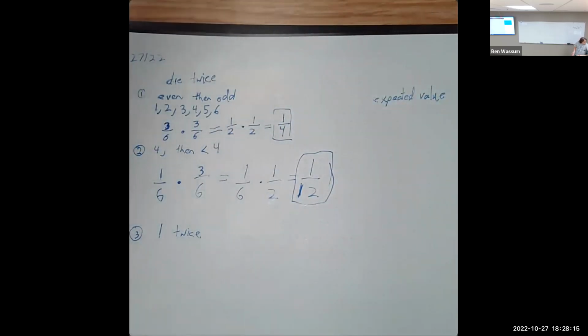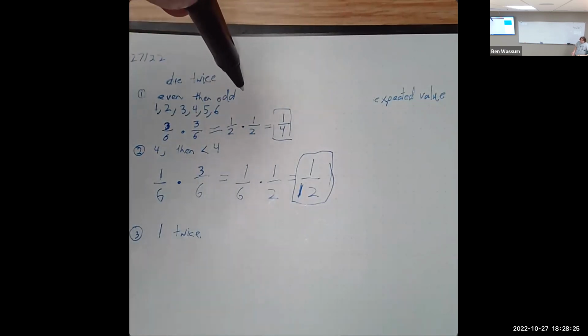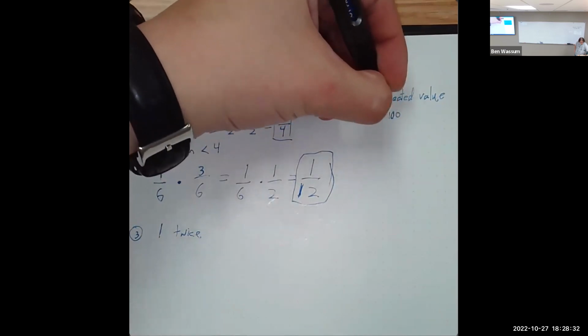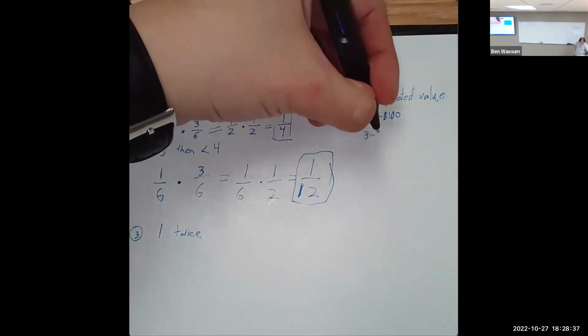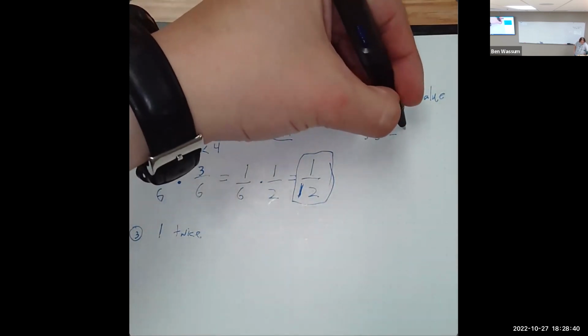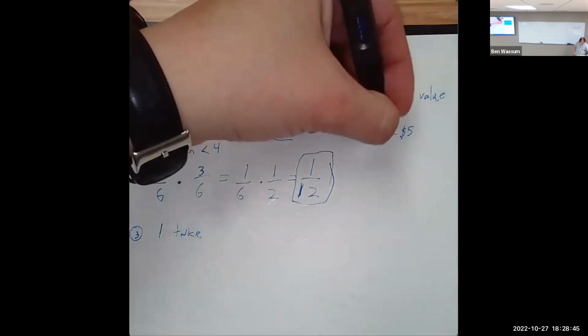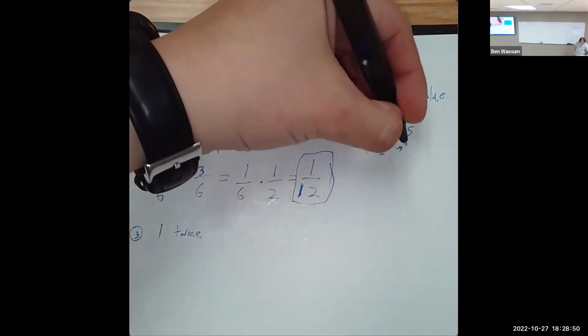Essentially what that means is, think about it as betting. Let's say that I hit a 6, I get $100. If I get 3 through 5, I get $5. If I get 1 or 2, I get $1.